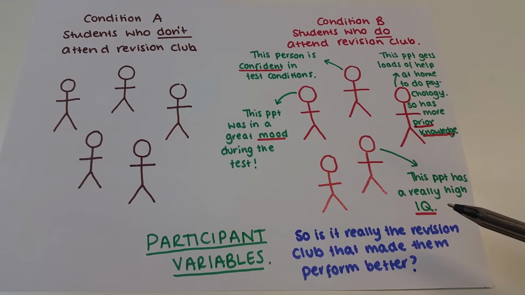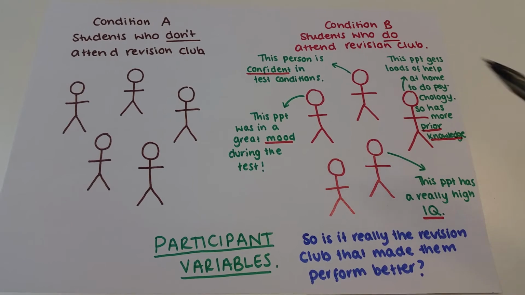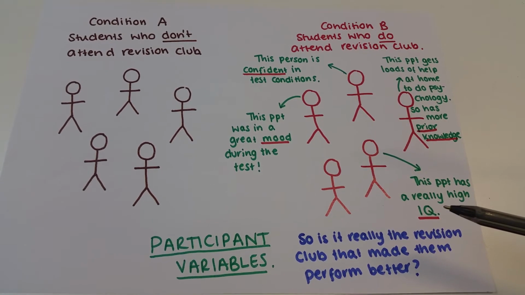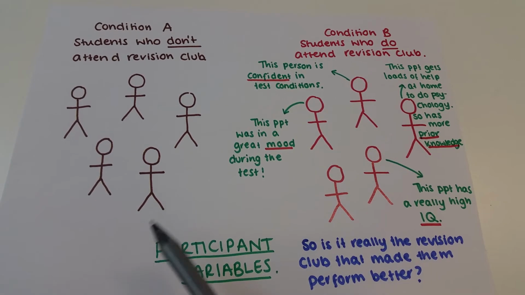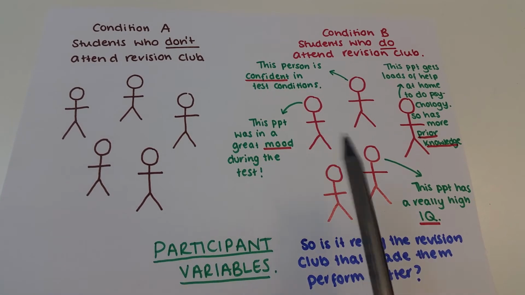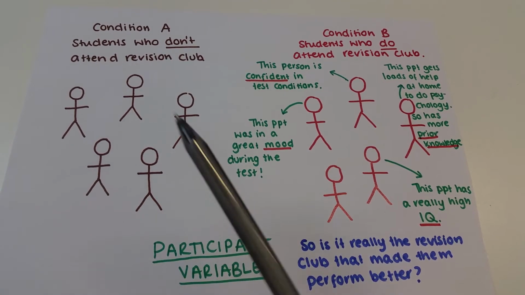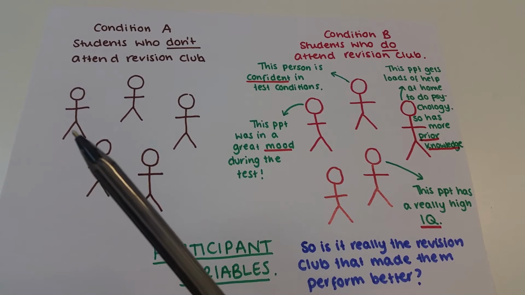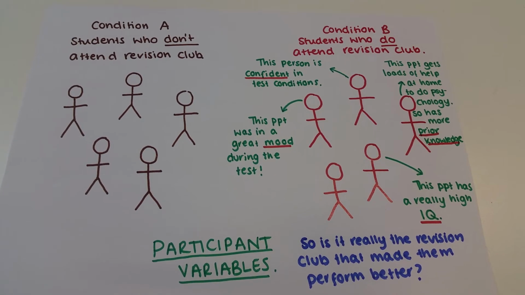Again, this person here has a really high IQ. Revision club might not have had any impact on their learning, but it just so happens that they are very, very clever anyway and went into the test and aced it because of that. These participants here might not have these participant variables. They might have kind of a different version. So they might have a low mood. They might be unconfident. They might have low IQ, or they might have no knowledge about psychology beforehand.